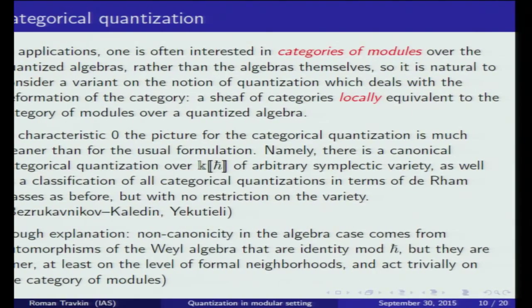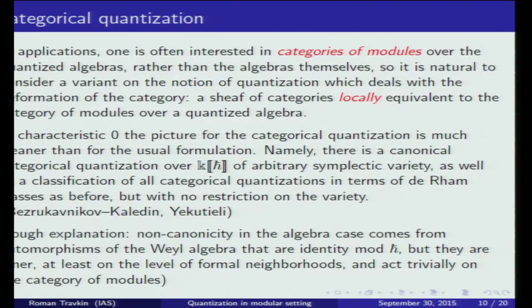In characteristic 0, the picture for the categorical quantization is much cleaner than for the usual formulation. Namely, there is a canonical categorical quantization over the power series for arbitrary symplectic varieties, as well as a classification of all categorical quantizations in terms of the de Rham classes as before, with no restrictions on the variety. This is due to Bezrukavnikov, Kaledin, and Yekutieli.